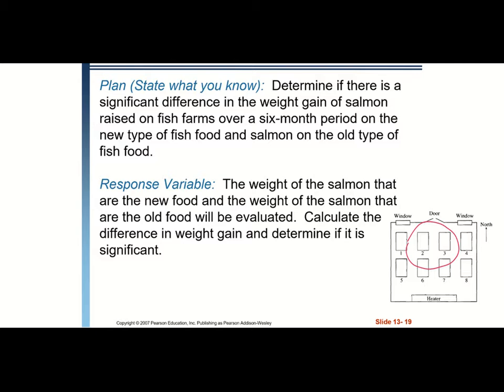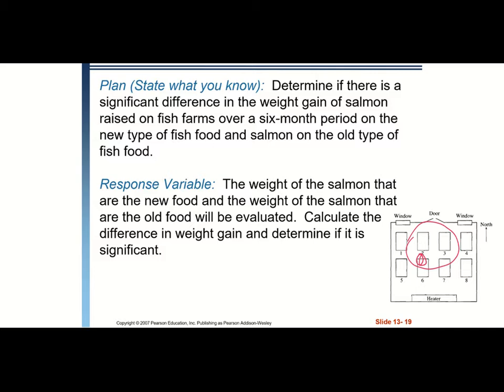So we have our 2 tanks by the door. Those were chosen because they're close to the door and we expect them to have similar temperatures. So we want to randomly decide which gets the old food, which gets the new food. We can use our graphing calculator. We can use a random number table. For something like this, we could also just flip a coin because there's 2 options. So let's say we flip a coin. If we get heads, we'll assign the new food to the lower number tank. If we get tails, we'll assign the old food to the lower number tank. And we'll do that for every block. So we'll assign those blocks.